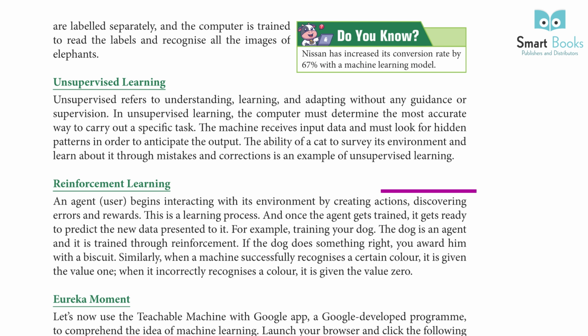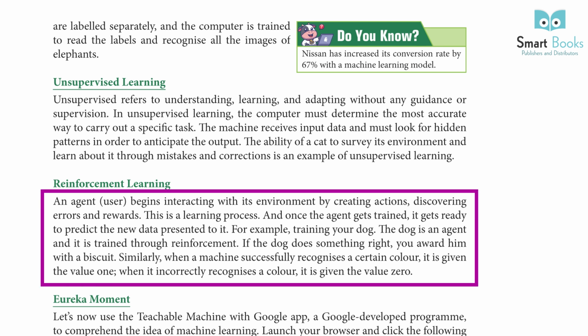Reinforcement learning. An agent begins interacting with its environment by creating actions, discovering errors, and rewards. This is a learning process, and once the agent gets trained, it is ready to predict new data presented to it. For example, training your dog. The dog is an agent and it is trained through reinforcement.